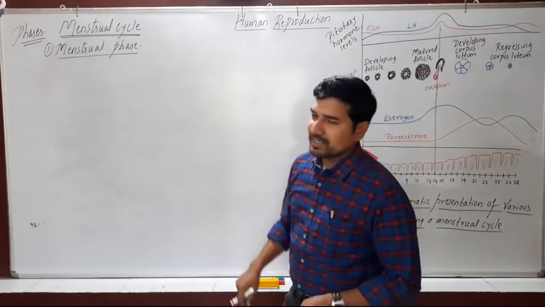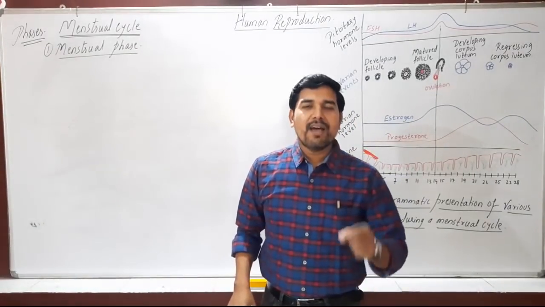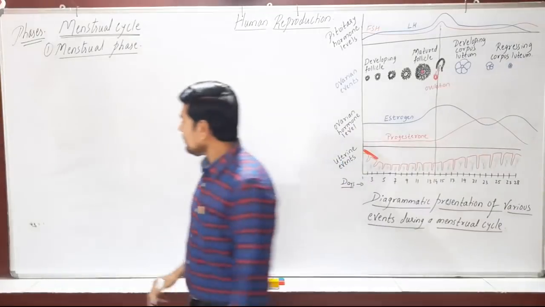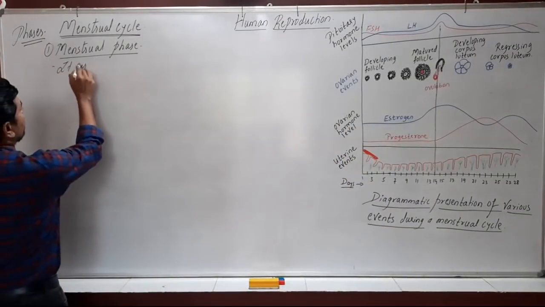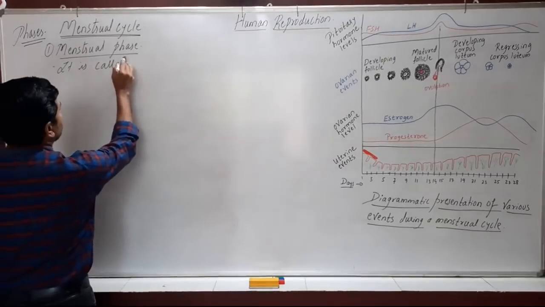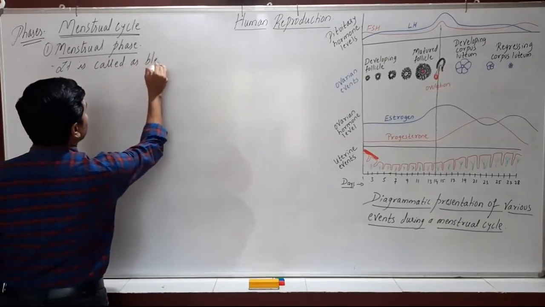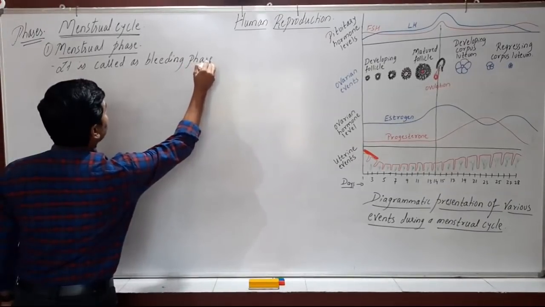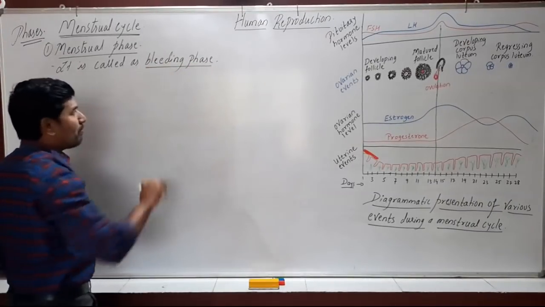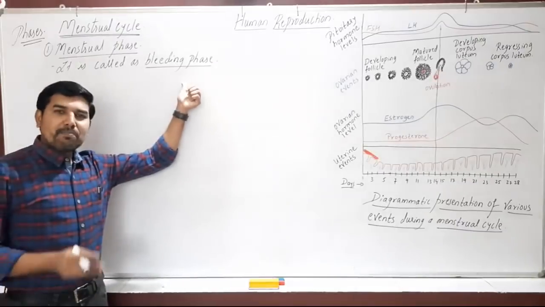Now, the menstrual phase is also called the bleeding phase. Why is the menstrual phase called a bleeding phase? Because blood is released from the endometrial wall of the uterus.